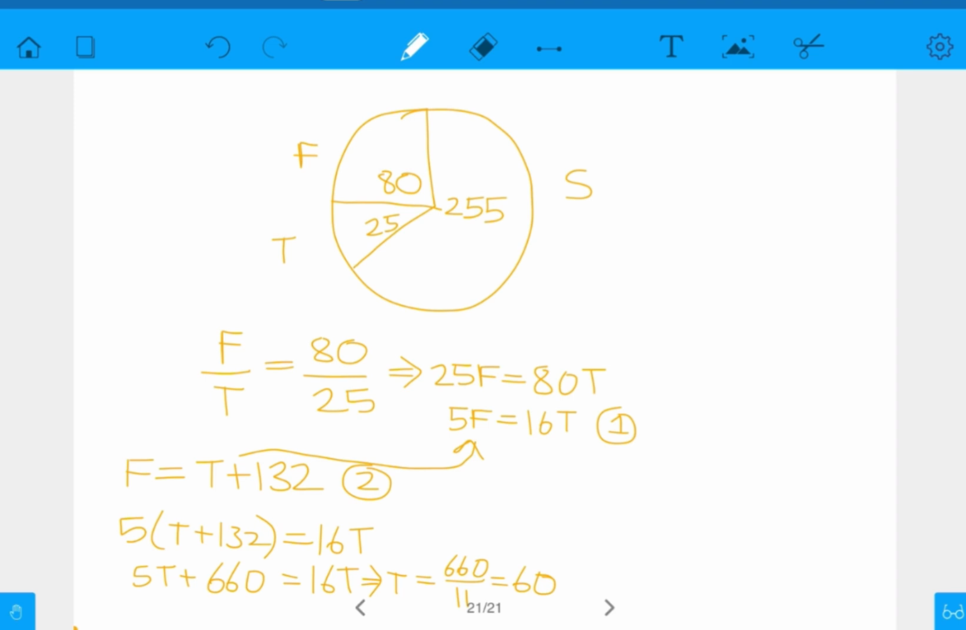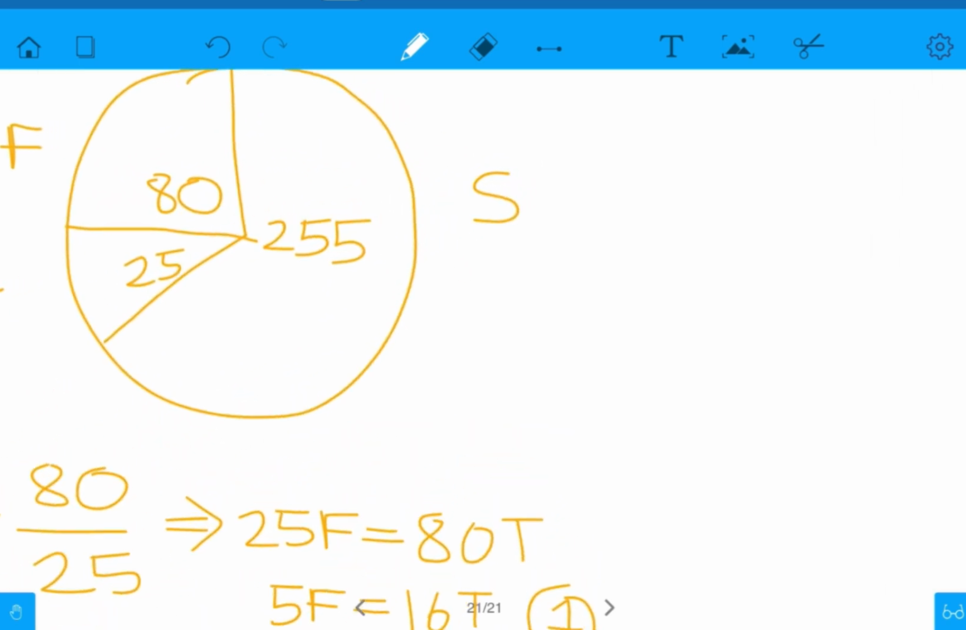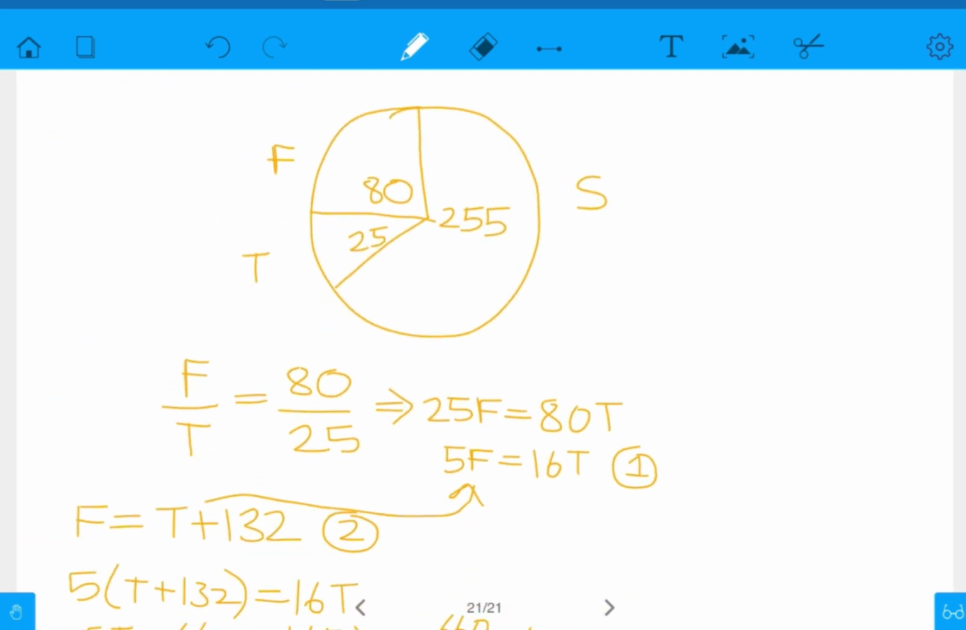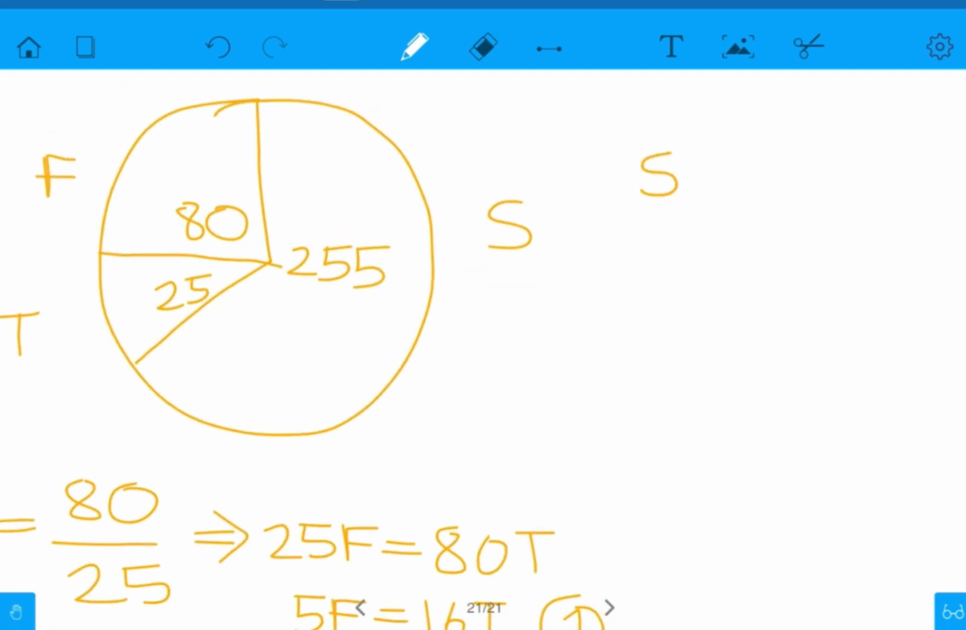Now we know the absolute number of people that came on Thursday. We can then scale that up to work out the number of people on Saturday. The reason being is that the angle for Saturday is 255 degrees and the angle for T is 25. So that means that S is equal to 255 over 25 lots of T. And this is 10.2.